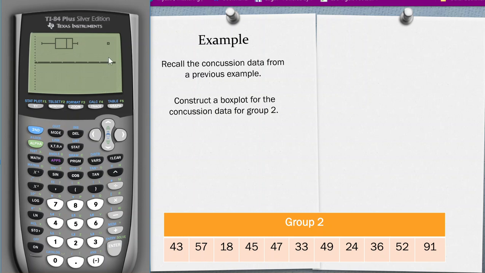And if you notice here, you can see that you have this value sitting out here by itself, which is an outlier. You can actually trace these values here. If you press this trace key, it tells you that the min is 18, Q1 is at 33, median at 45, Q3 at 52. And now notice this, the max value was 91, but 91 is an outlier. So we move to the next value that was not an outlier in our data set, and that just so happens to be 57. So your calculator can do all the work for you if you know how to use it.